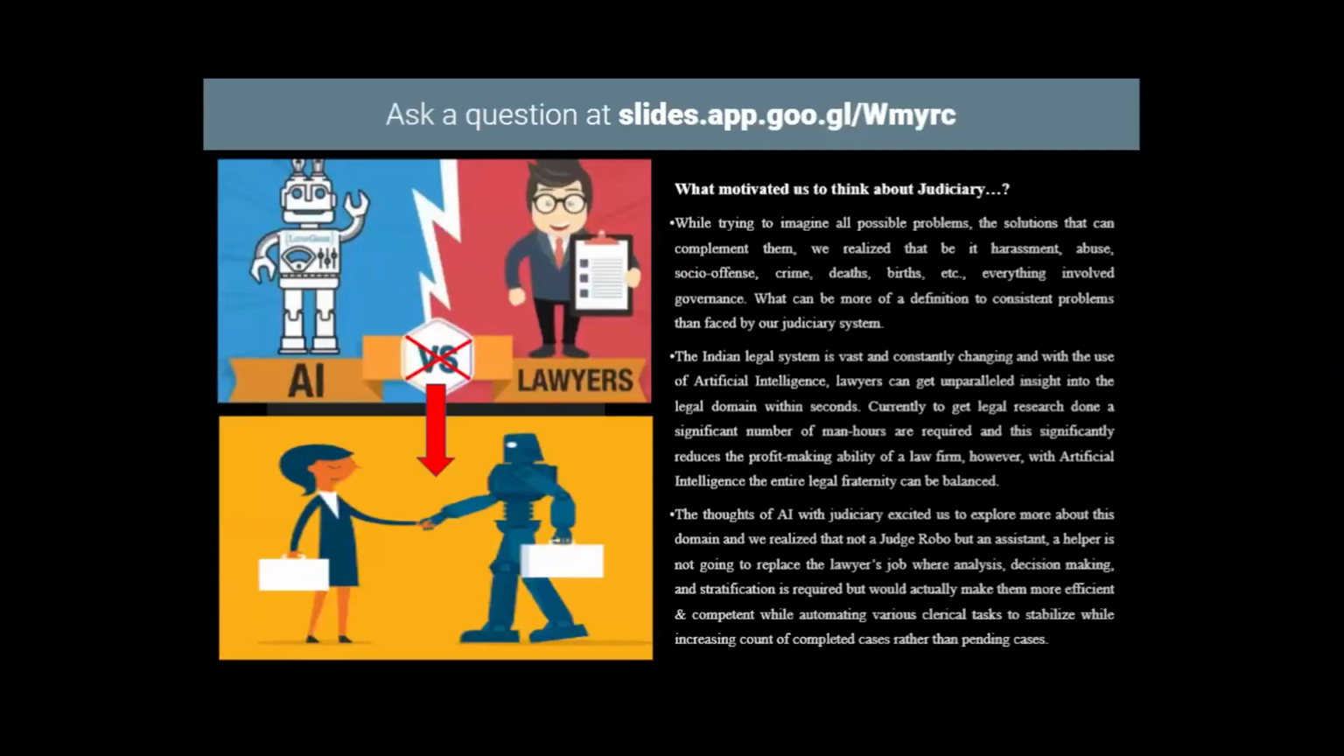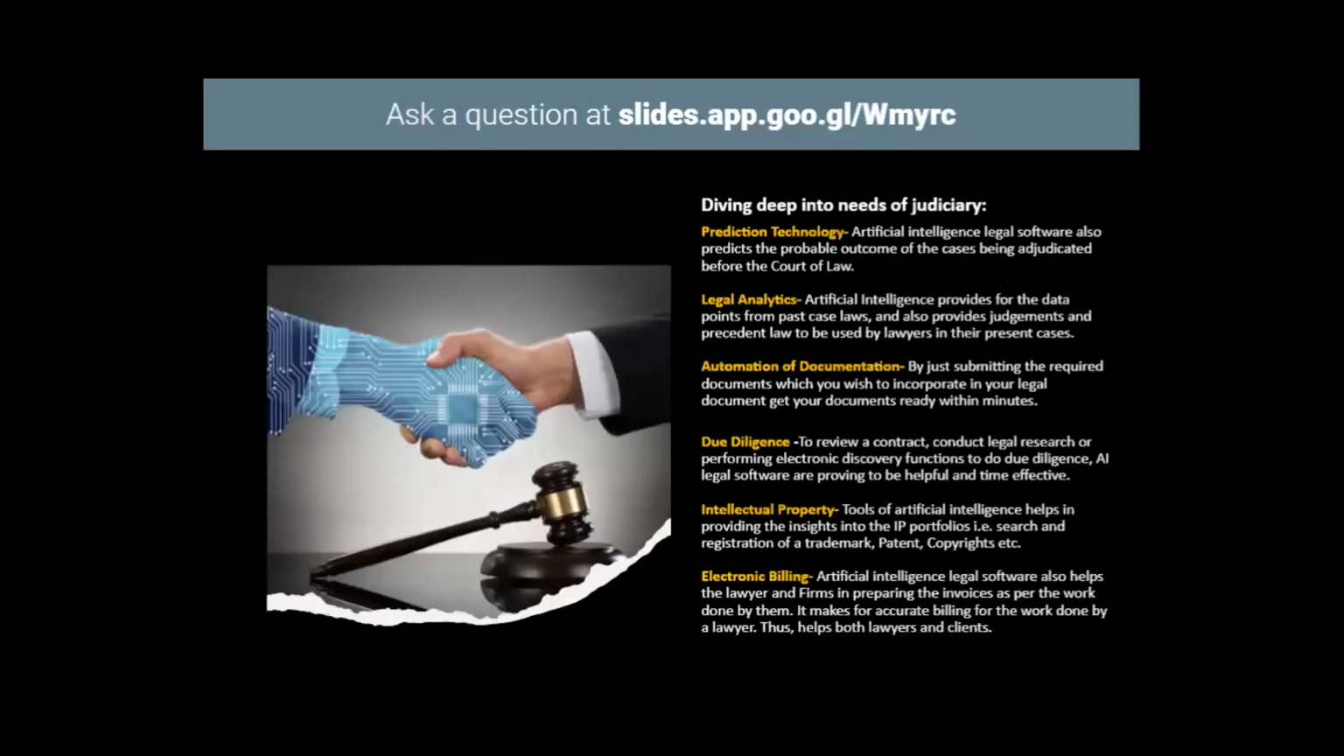What motivated us to think about the judiciary is that, while thinking about all the possible problems, any of the problems leading to deaths, births, everything involved governance. So judiciary is something that has been constantly facing problems, and the number of pending cases, as we saw in the real-time stats, also suggests that the Indian legal system is in need of change. So it is not AI versus lawyer, but AI equipping lawyers.